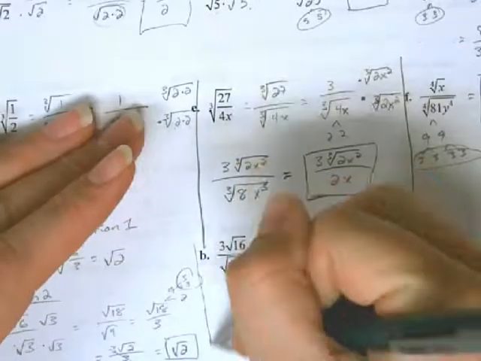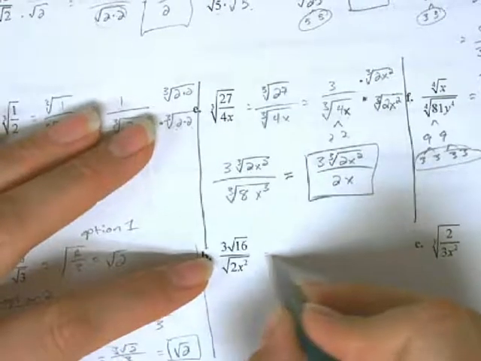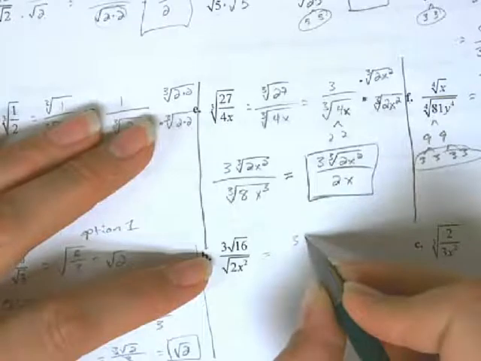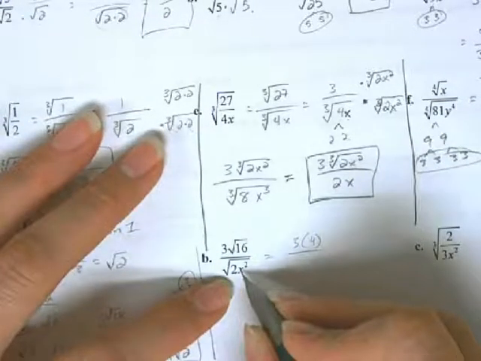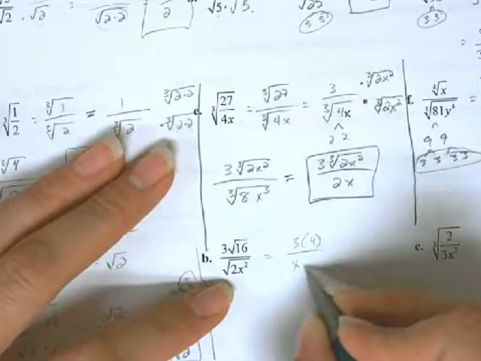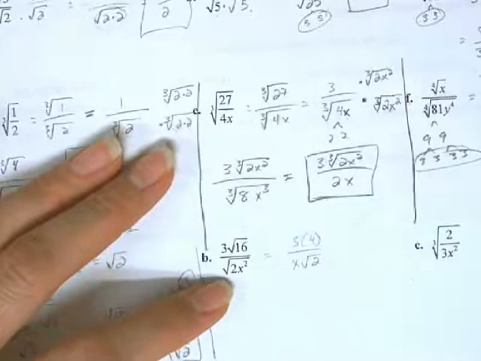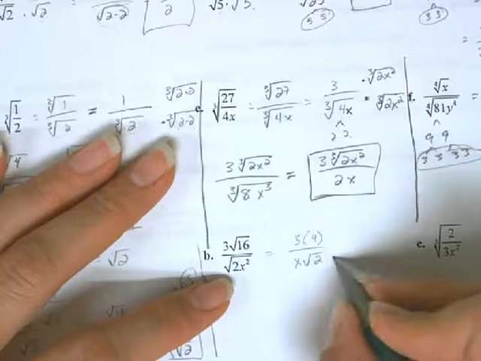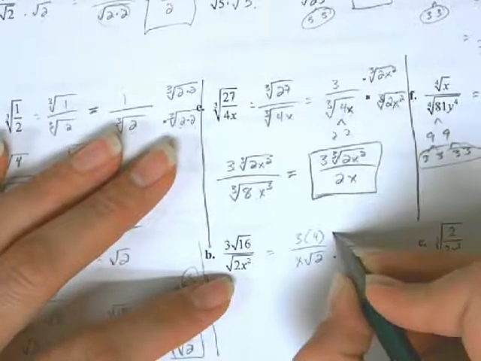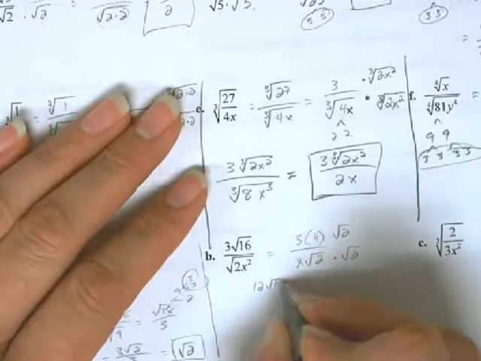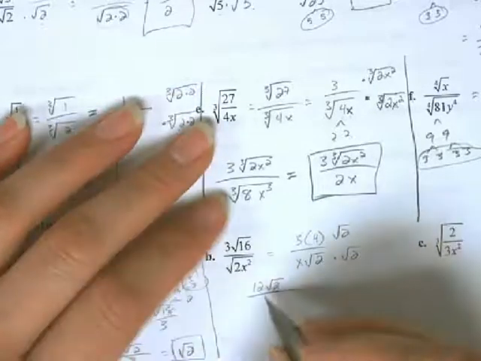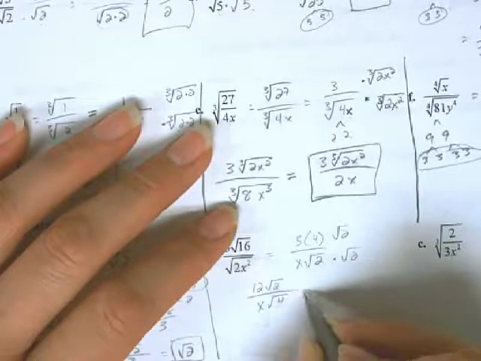Okay, if you did B, the square root of 16 is just 4. So I'm going to do that first. Okay, square root of 2x squared. Well, the square root of x squared is just x. And that 2 is left inside. So the only thing I really had to do was multiply by the square root of 2. Okay, so on top I would have gotten 12 square root of 2. On bottom, I would have gotten x square root of 4. Well, the square root of 4 is just 2.